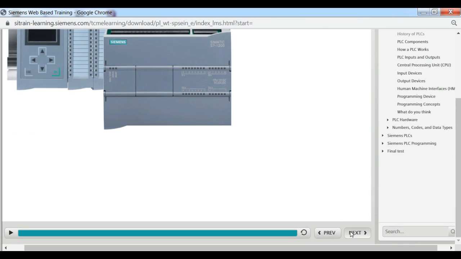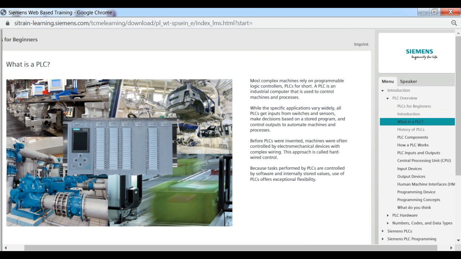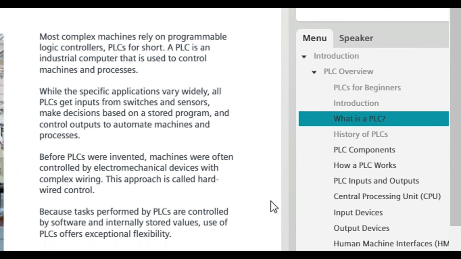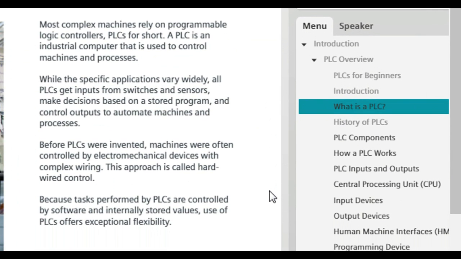Most factories contain dozens or even hundreds of machines, from the very simple to the complex. Some are still operated and controlled only by skilled workers. However, most complex machines rely on programmable logic controllers, PLCs for short.